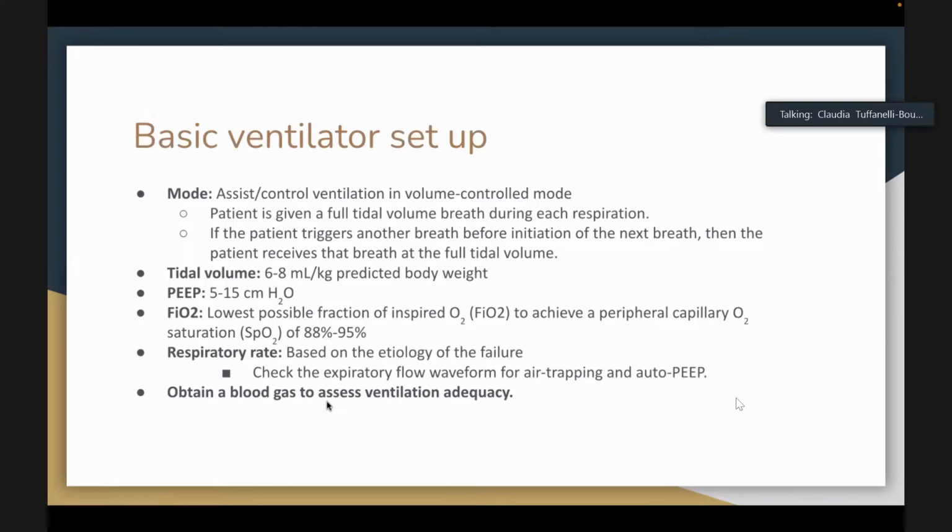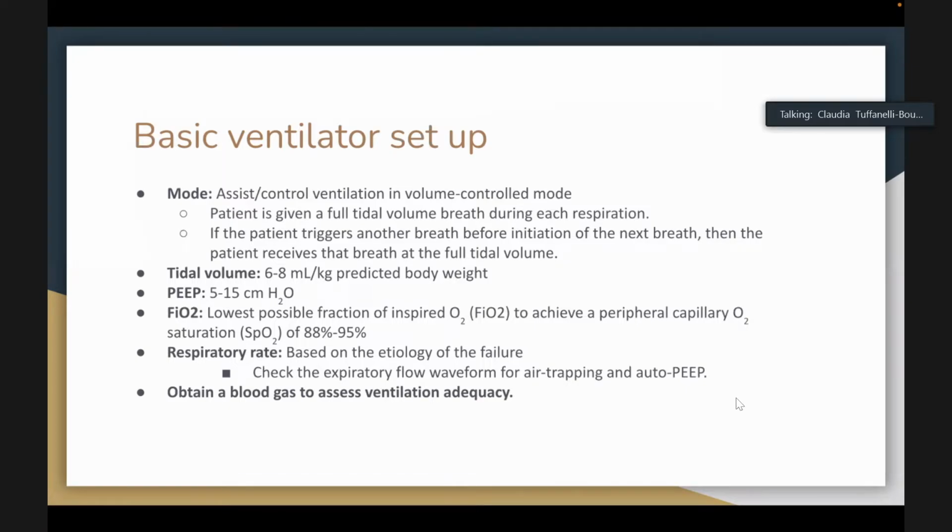So, setting up the ventilator, this is a deep dive into ventilation and vent settings, and beyond the scope of this lecture, and also a lot of times beyond the scope of ER doctors. If you're really struggling, it's good to contact a pulmonologist or get somebody involved.